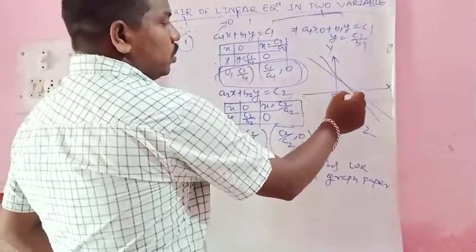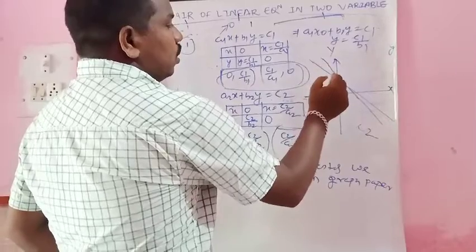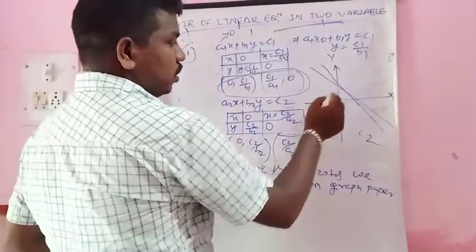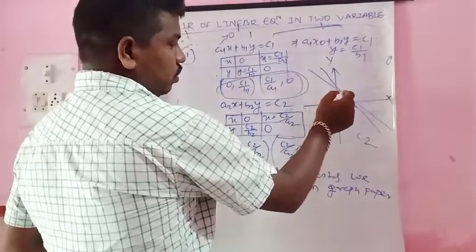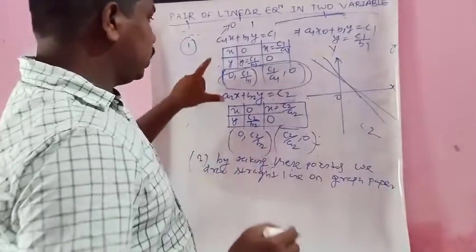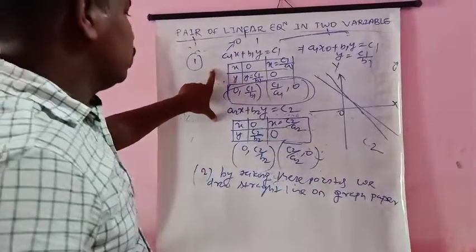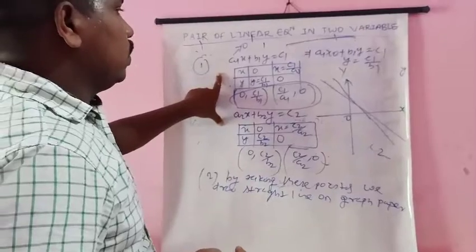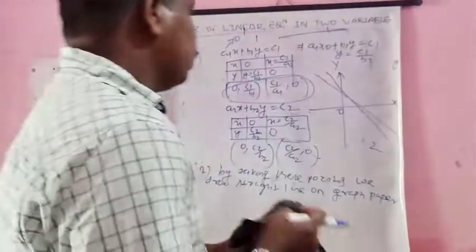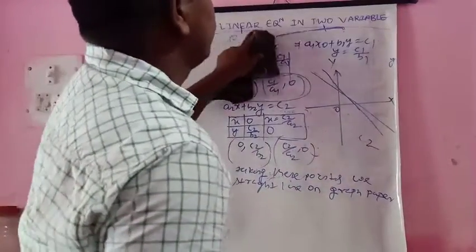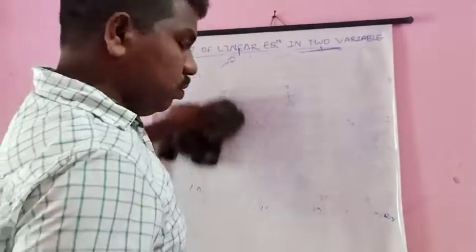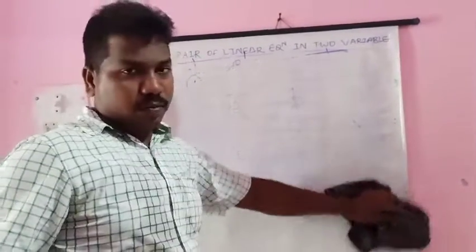So from these two equations, we have to study which type of solution the pair of linear equations gives, that is, a unique solution, no solution, or infinitely many solutions. So this is the general procedure for finding the solution of a pair of linear equations by the graphical method. Now we discuss an example.